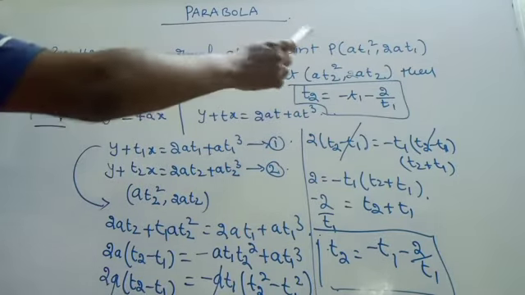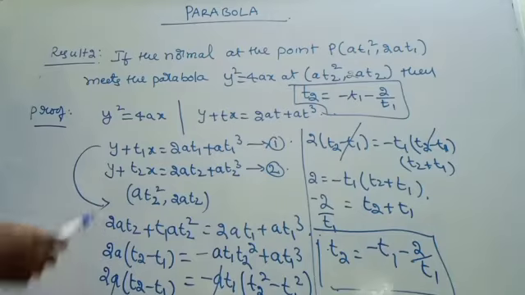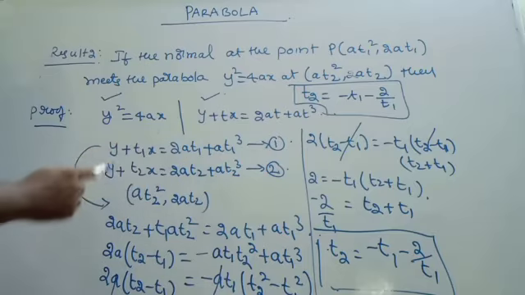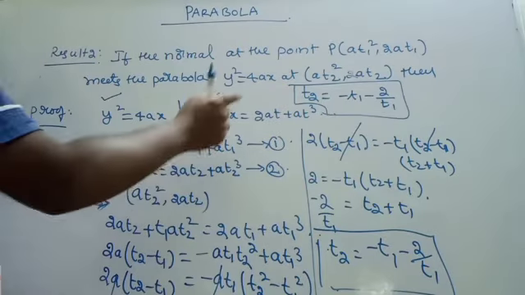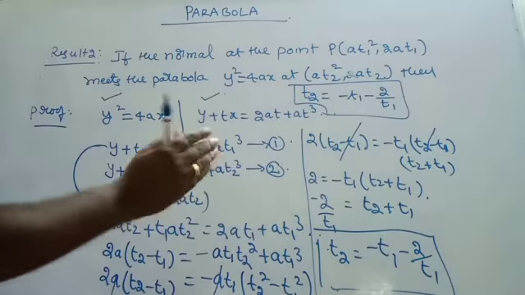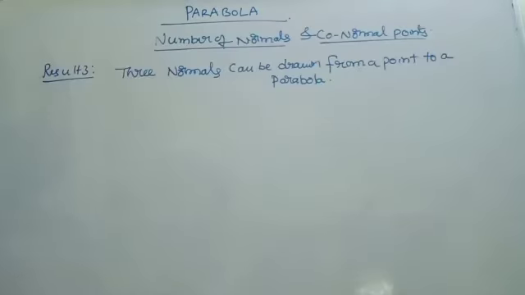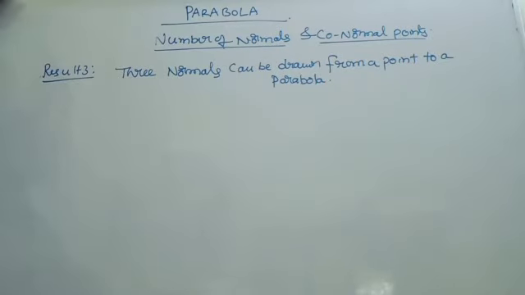If the normal at the point (at1 square, 2at1) meets the parabola again at t2, then we needed to prove this. This is the equation of the parabola, and this is the equation of the normal. Since it passes through the point, we substituted, simplified, and got this beautiful result. Now we have a nice result: three normals can be drawn from a point to a parabola. My dear students, it's a wonderful result.